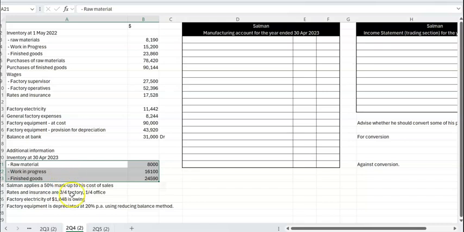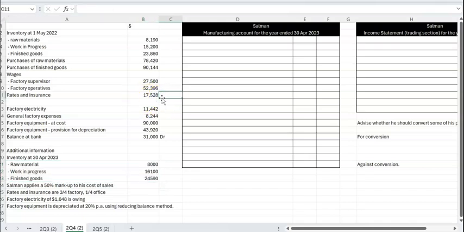These are the closing. Second thing is that a markup to his cost of sales. That'll help us give a sales figure when we do this one. But here's where we get interesting. Rates and insurance, 3/4 of factory, 1/4 office. So I'll make these changes and I'll get you to make the changes on yours.